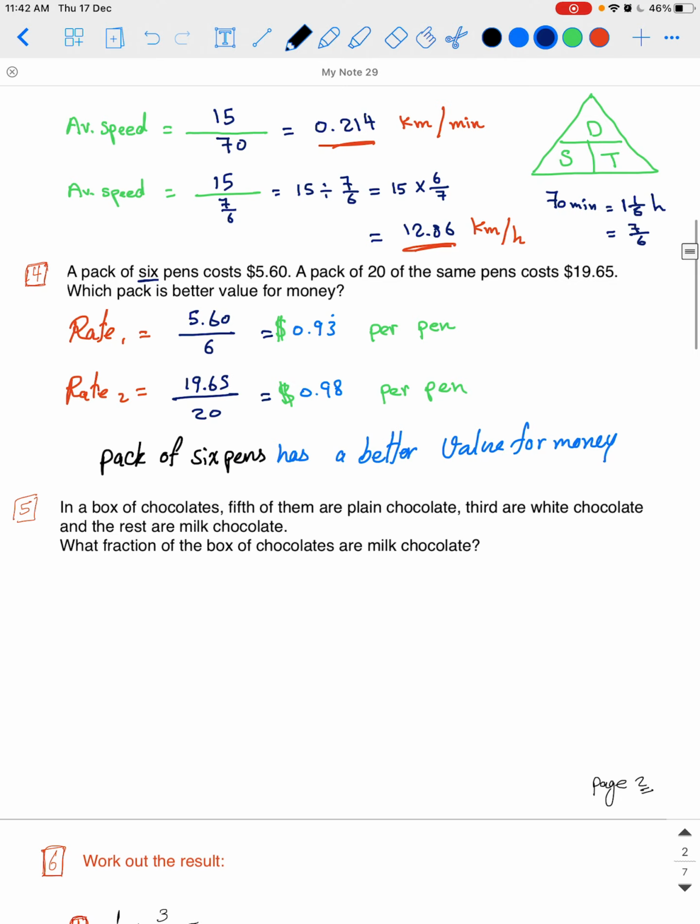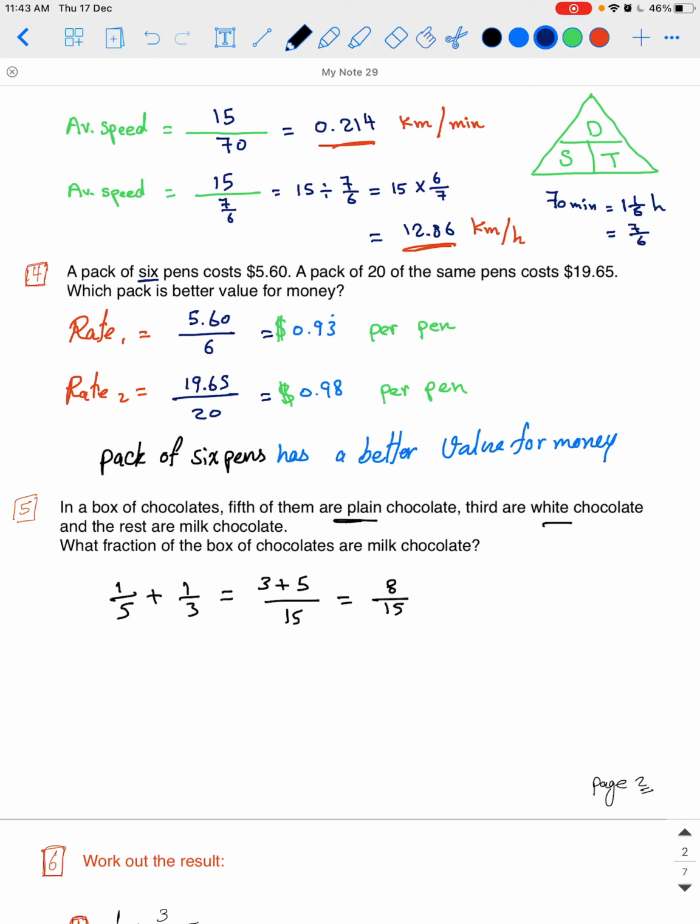Here, in a box of chocolate, 1/5 of them are plain, 1/3 are white, and the rest are milk chocolate. What is the fraction of the milk chocolate in the box? Okay, a fraction is a part of a whole, and a whole means 1. So the total box means 1. 1/5 of them plain, okay? So I will need to add plain and white at the beginning. So I will add 1 over 5 plus 1 over 3. What will we get? 3 times 5 is 15 in the denominator. 3 times 1 is 3, 5 times 1 is 5, so it will be 8 over 15.